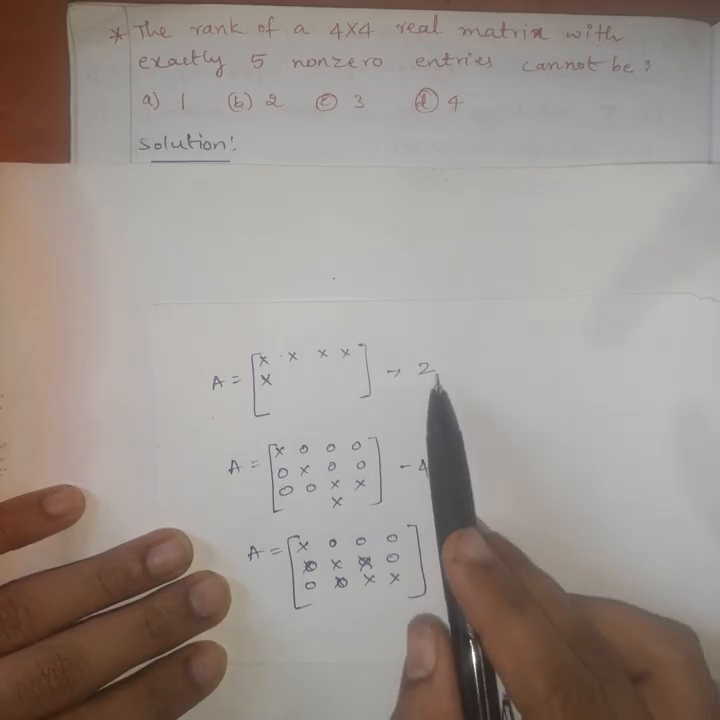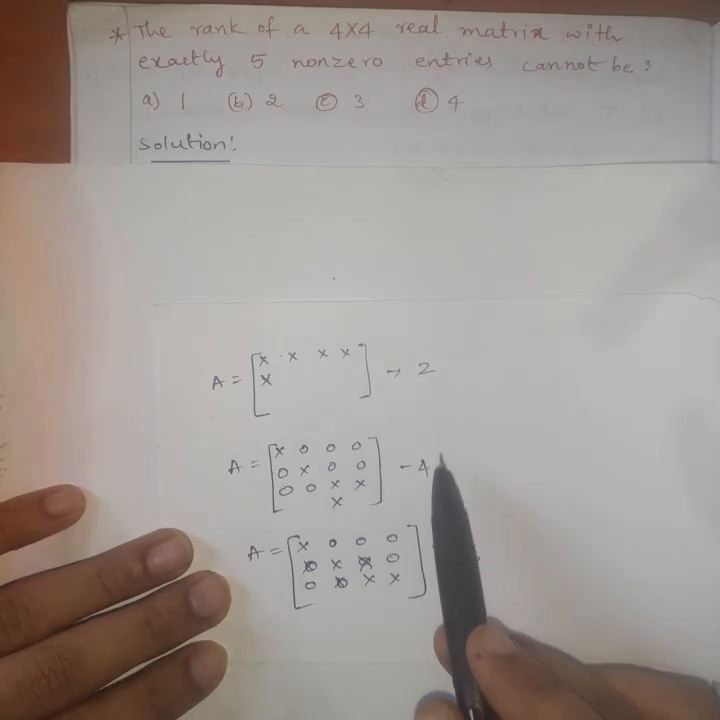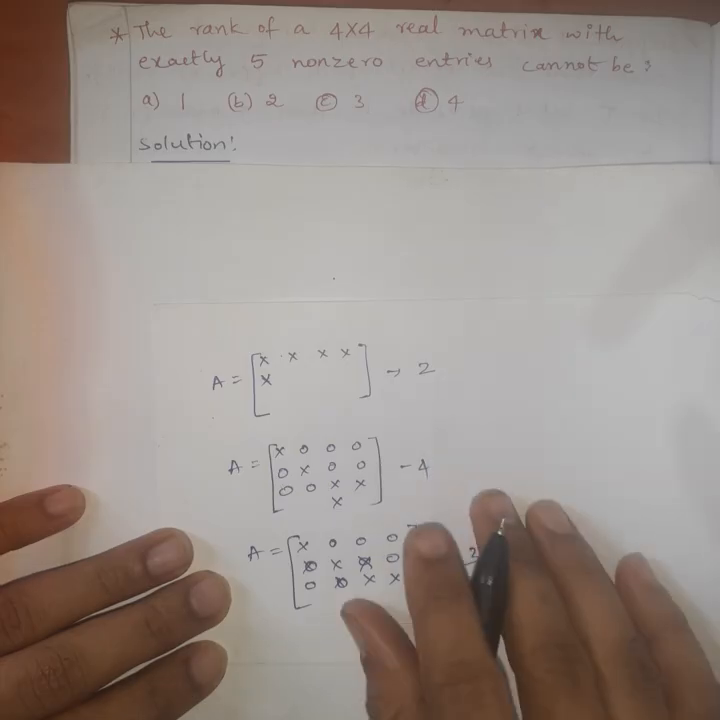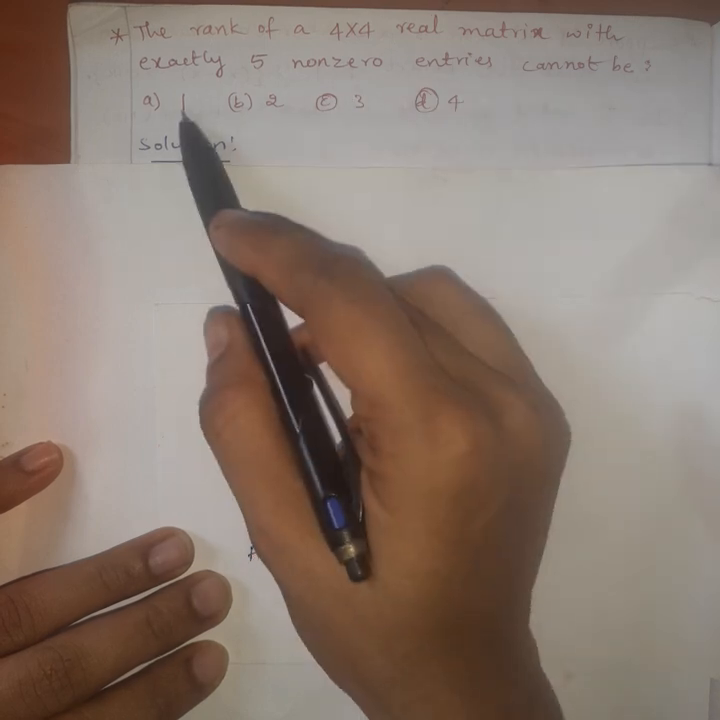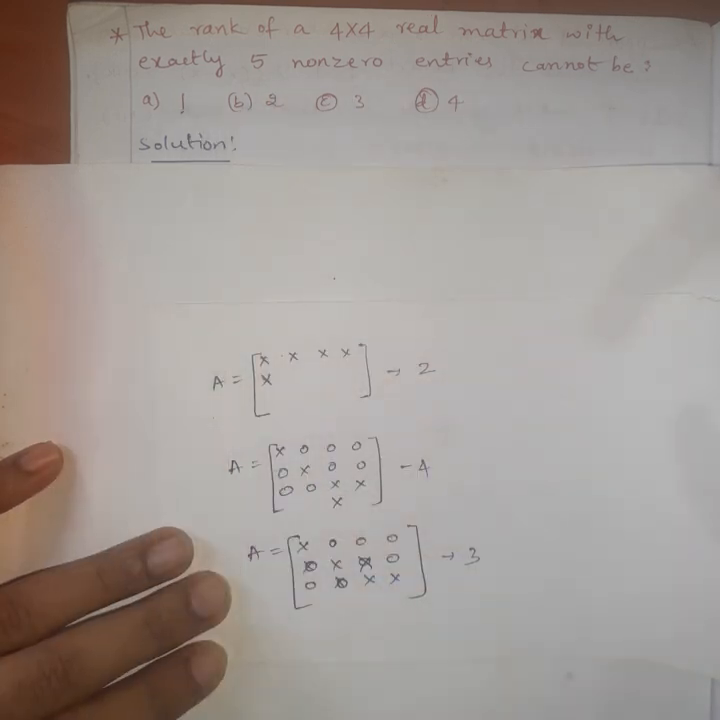So there is the possibility 2, 3, 4, the rank can be 2, 4, 3. Therefore the rank of a matrix with 5 non-zero entries cannot be 1. So option A is true.